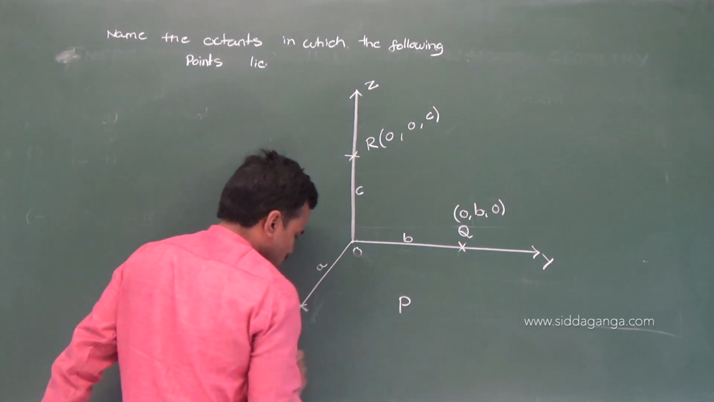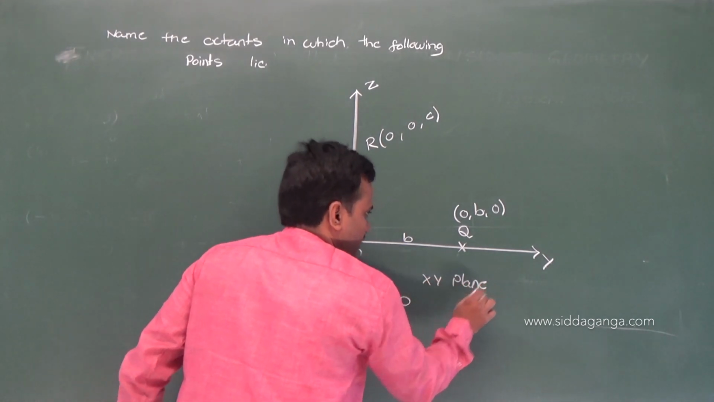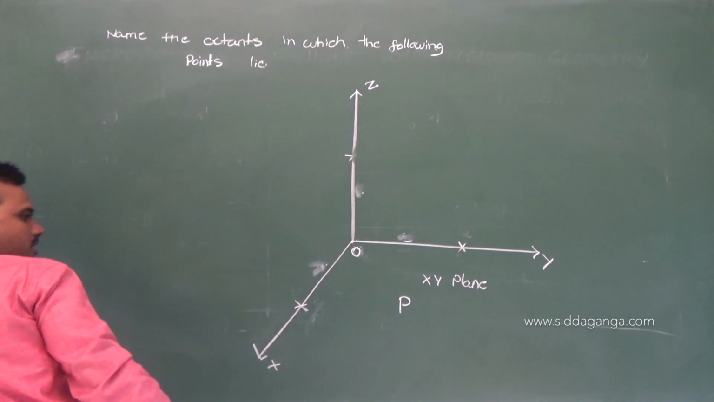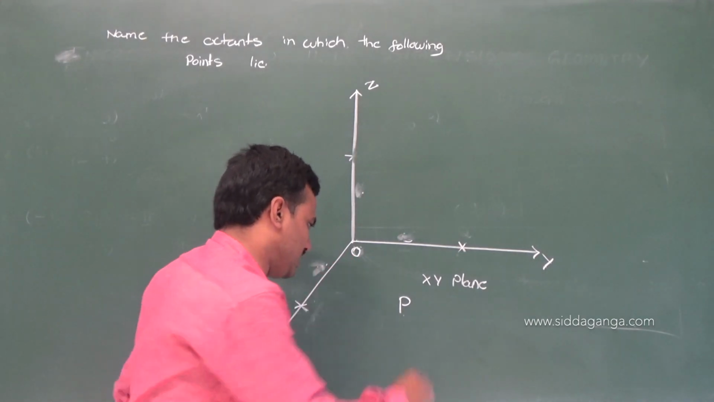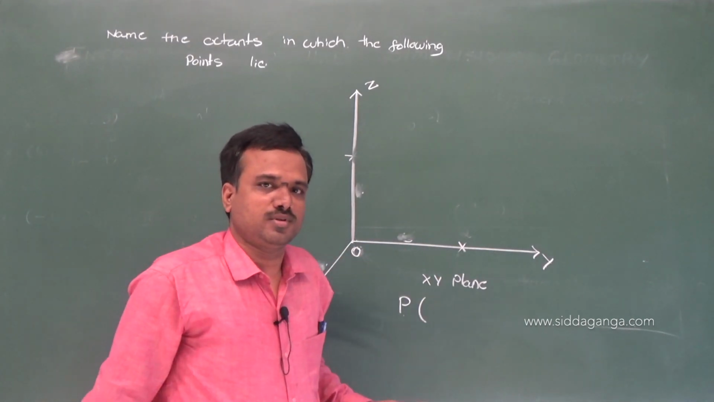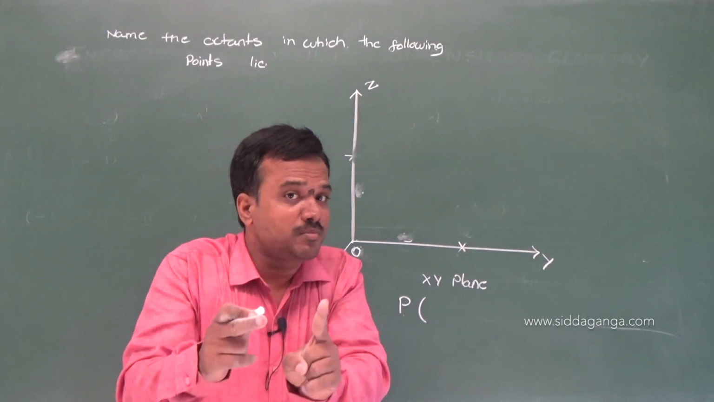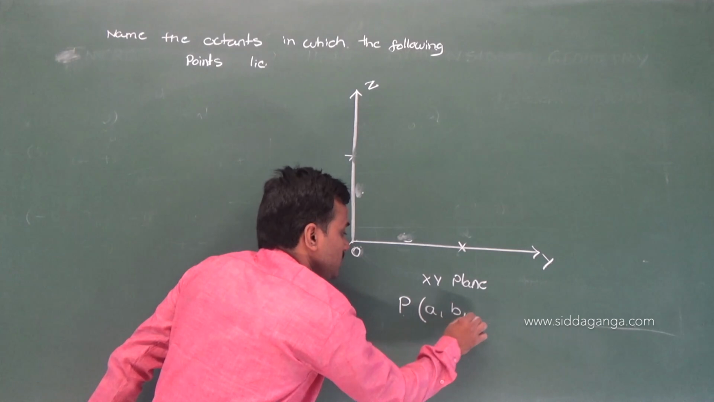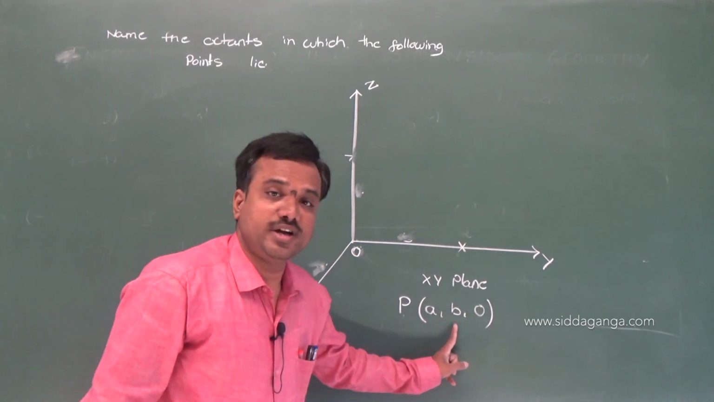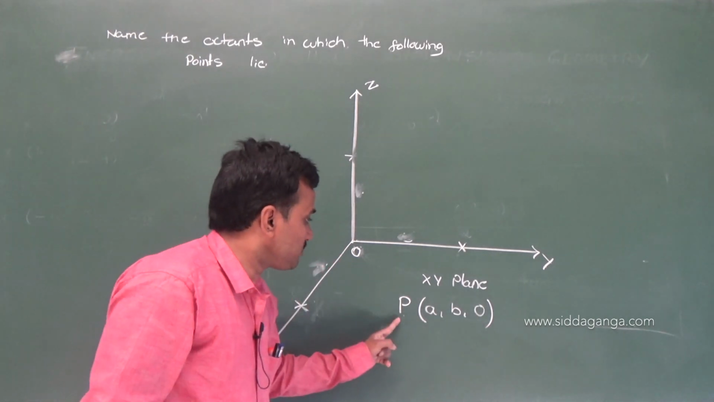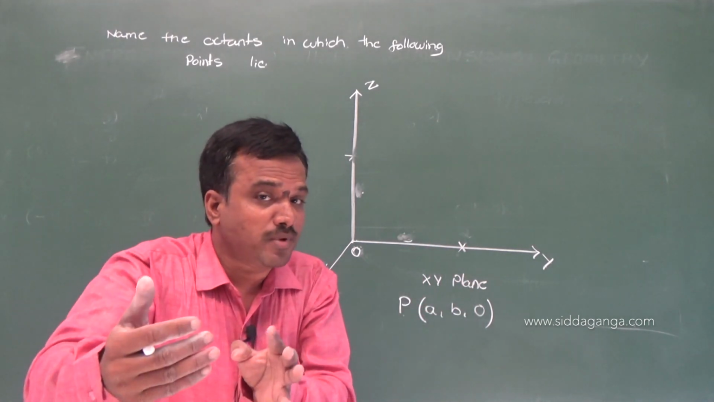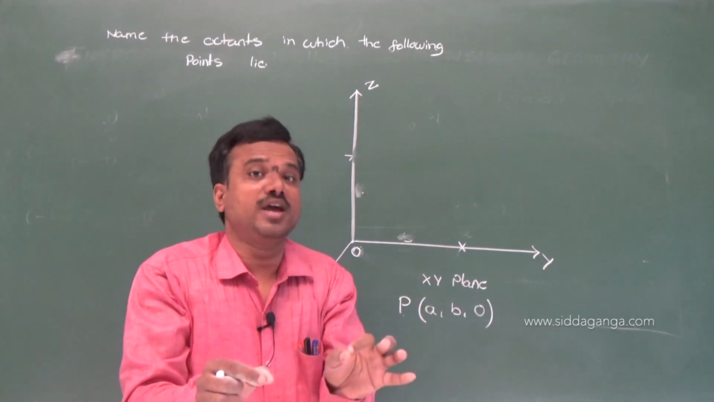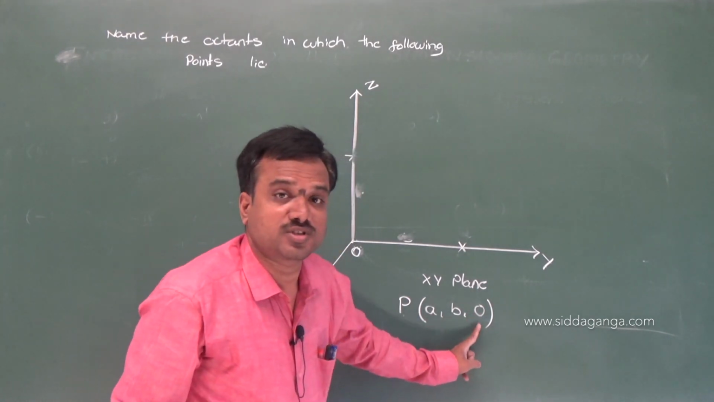One more point. If a point P lies on the XY plane, very important, observe here, on the XY plane. The XY plane means the plane containing the x axis and y axis. What about the z axis? 0. So that is nothing but a comma b comma 0. a indicates the x coordinate, b indicates the y coordinate, 0 the z coordinate. If a point P lies on the XY plane, the coordinate of z is 0. Very important.